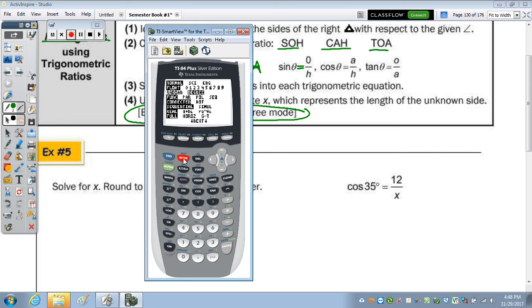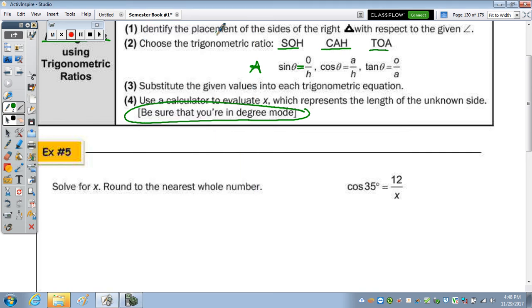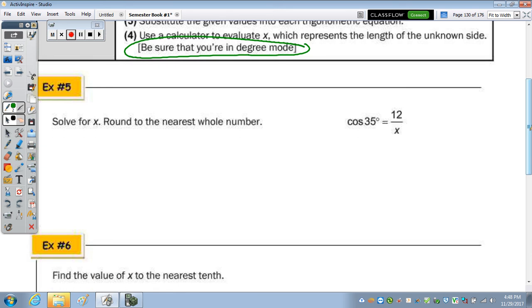So in 5, it says solve for x, and we're going to round to the nearest whole number. It says the cosine of 35 equals 12 over x. Well, to undo the division of x, we can multiply both sides by x, and that cancels out. Okay, so we have x cosine of 35 degrees equals 12. Now, written without a symbol between the x and cosine is multiplication. So now divide both sides by the cosine of 35. And x equals, and then we'll show the approximate value.